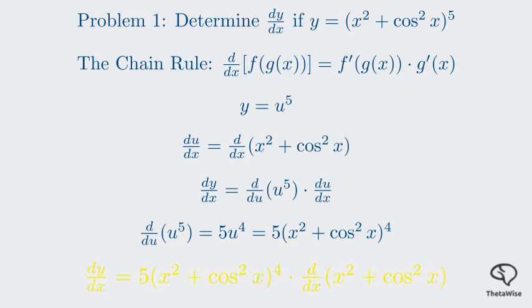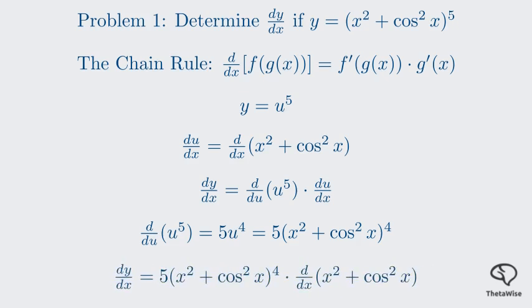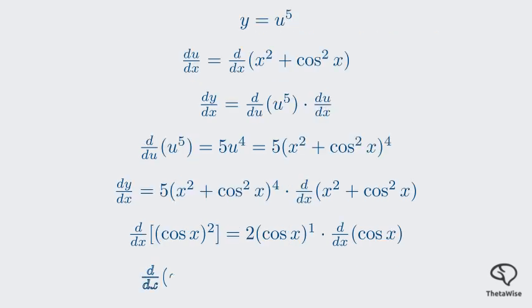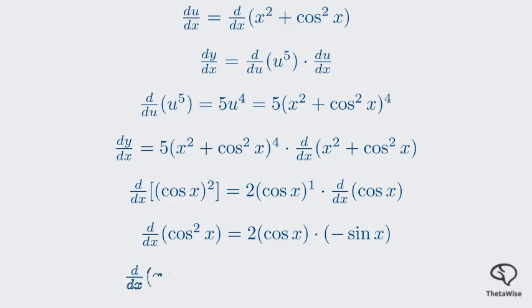Cosine squared of x is the same as cosine of x, squared, so our inner function is cosine of x. The derivative of something squared is 2 times that something. And by the chain rule, we must multiply by the derivative of the inner function, cosine of x. The derivative of cosine of x is negative sine of x. So the derivative of cosine squared of x is negative 2 cosine of x sine of x. Putting this all together, the derivative of the inner function, x squared plus cosine squared of x, is 2x minus 2 cosine of x sine of x.